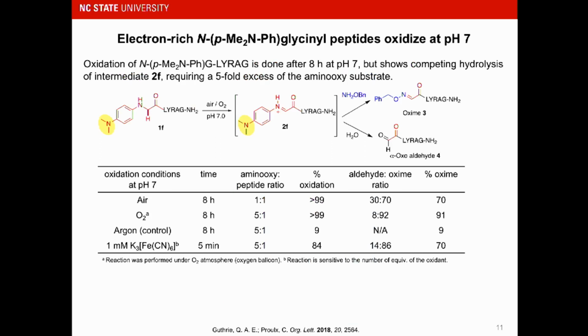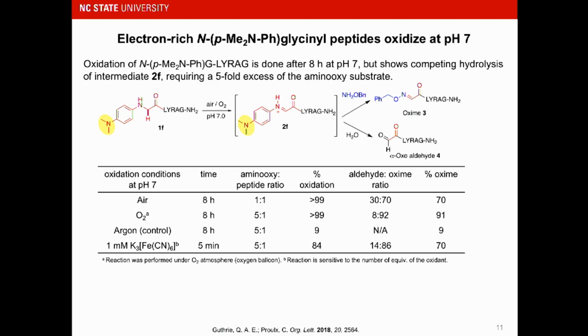So we actually got around that by simply increasing the ratio of aminooxy to N-aryl peptide from 1:1 to 5:1. This is the second entry that you see in this table. Now we got, again, 90%, 99% oxidation, but about 90% of our desired oxime ligation product.